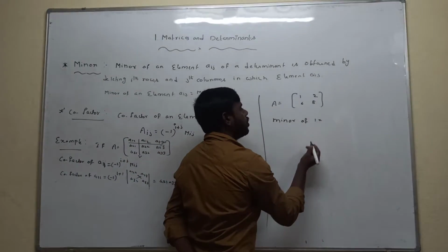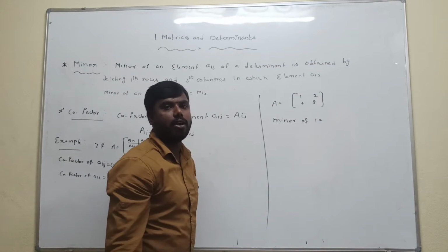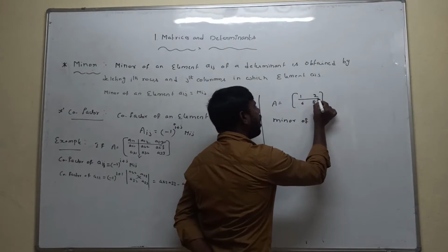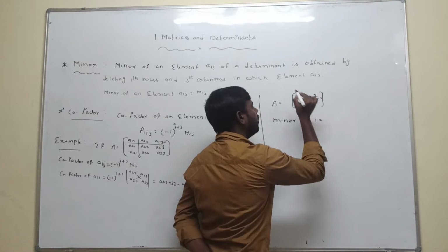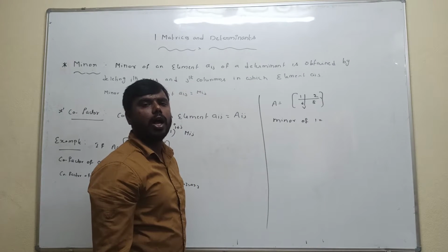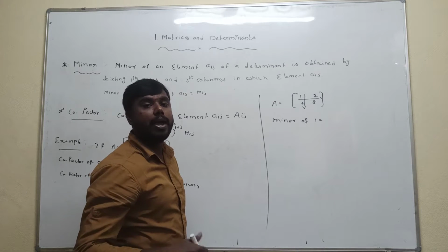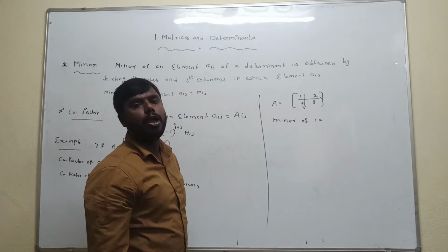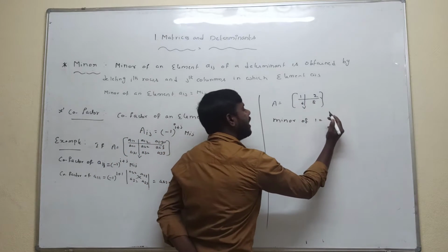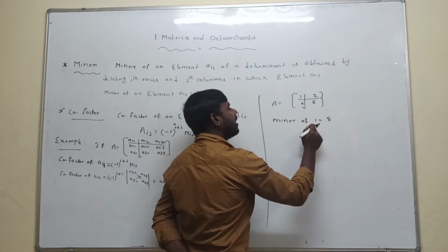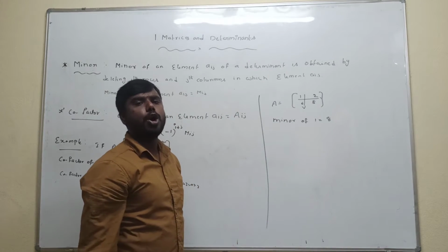So what is the condition for the minor of an element Aij? Deleting ith row and jth column, then the remaining elements are called a minor. What is the remaining element here? 8 is the remaining element. So 8 is called the minor of 1.